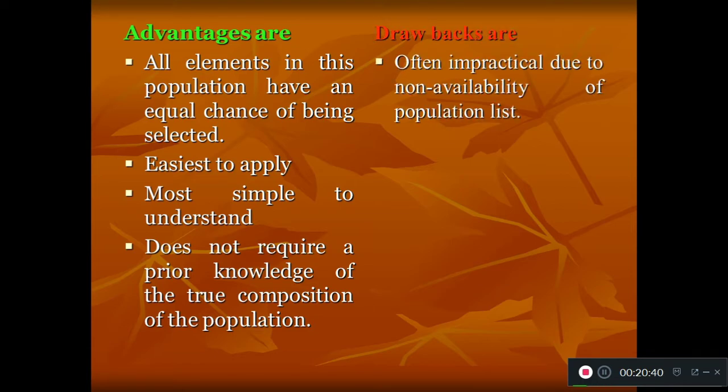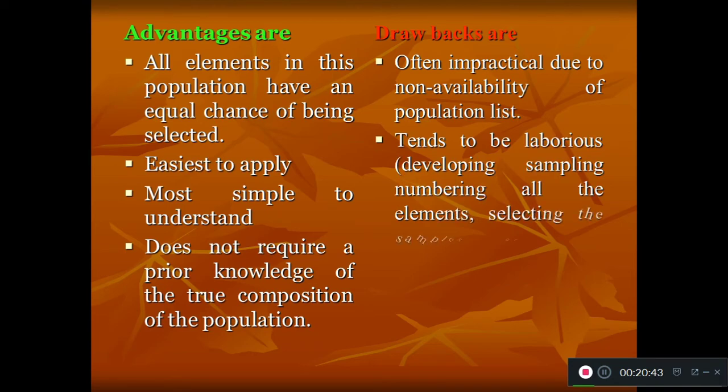Let's see. In simple random sampling technique, all the elements in the population have an equal chance of being selected, and it is the very easiest method to apply. The next advantage is that it is most simple to understand, simple for everyone to follow, and it does not require prior knowledge of the true composition of the population. So these are the advantages of simple random sampling technique.